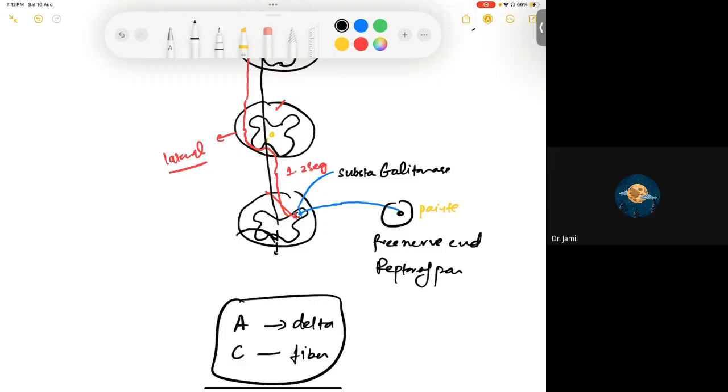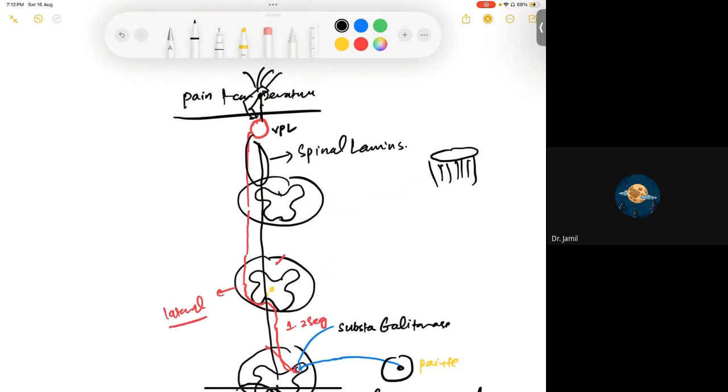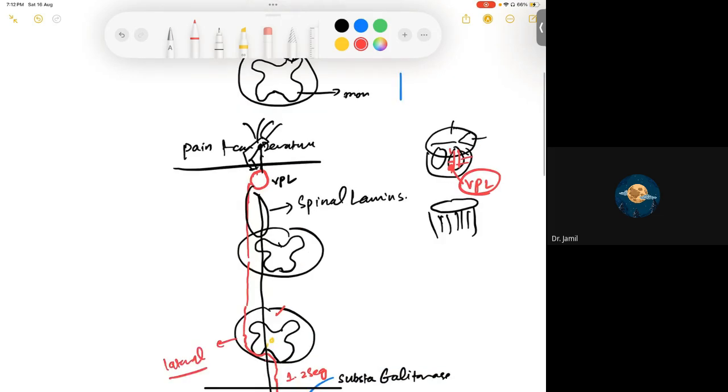It's going to be combined with the crude touch pathway, and then it's going to enter into the VPL of the thalamus. If you guys remember, thalamus is divided into three: anterior, medial, and lateral. The lateral was further divided into two: anterior and posterior. The anterior was further divided into three: the anterior, intermediate, and posterior. And the posterior was then divided into the medial and lateral. So here we have a nucleus VPL, ventro-posterolateral nucleus, if you guys remember. VPL basically is going to have the third order neuron, right?